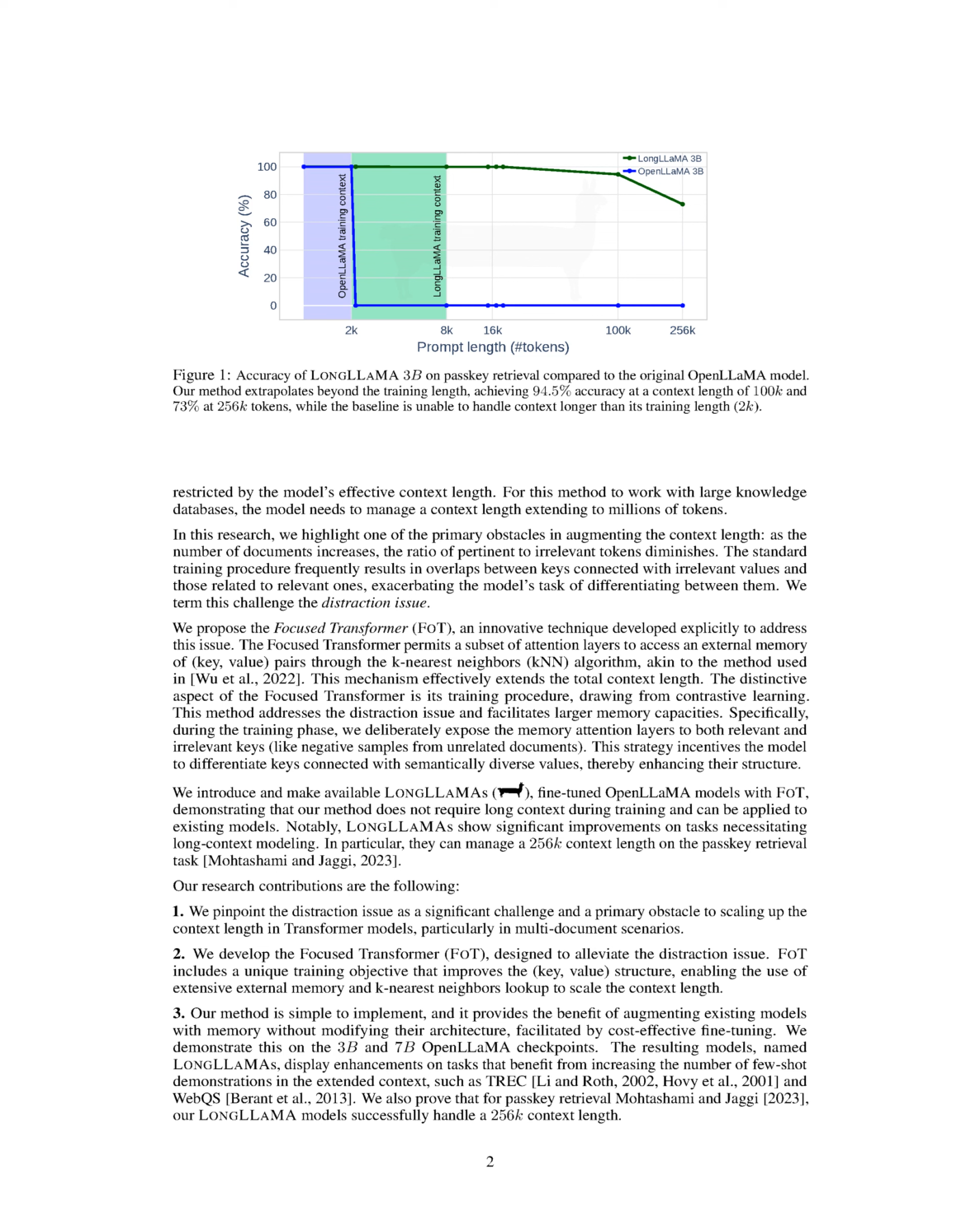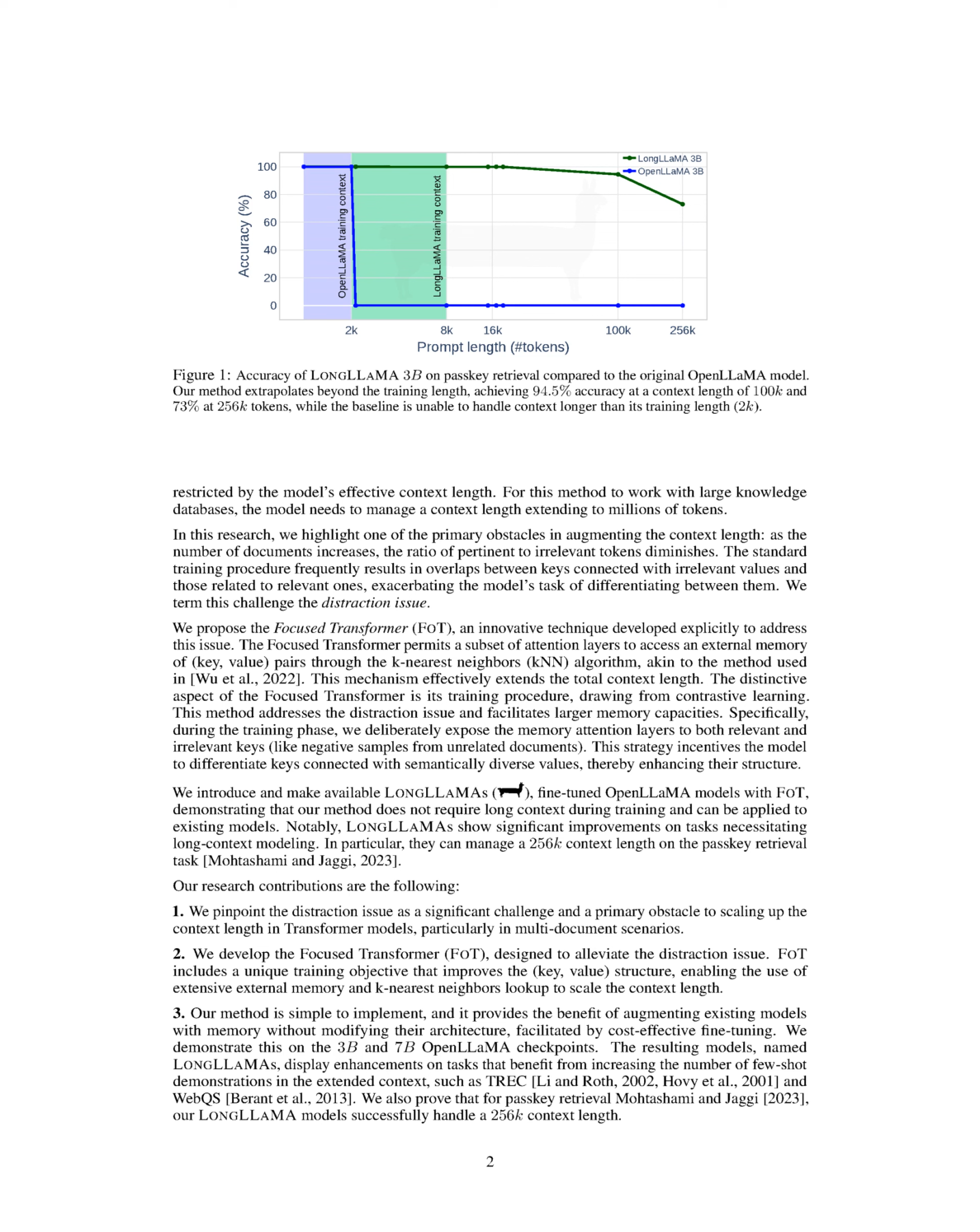The FOT allows a subset of attention layers to access an external memory of key-value pairs using the k-nearest neighbors (KNN) algorithm, similar to the method used in previous studies. This mechanism effectively extends the total context length. What sets the focus transformer apart is its training procedure, which uses contrastive learning. This approach deals with the distraction issue and allows for larger memory capacities.